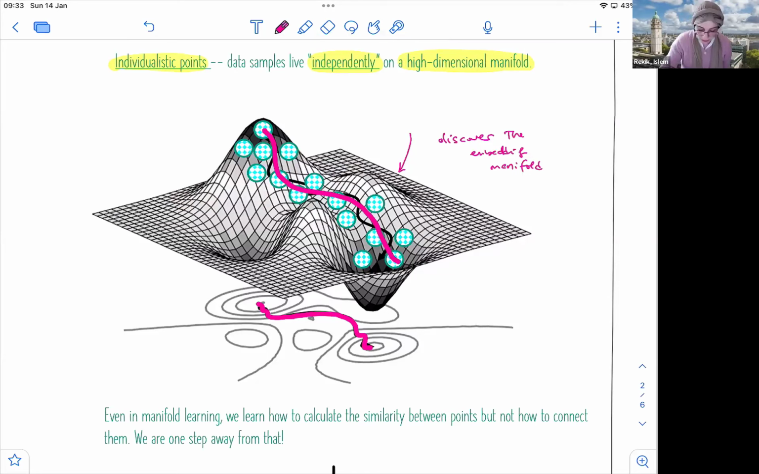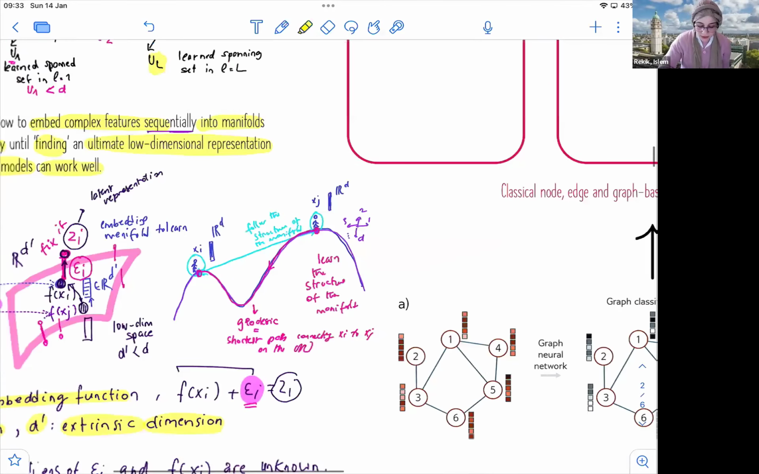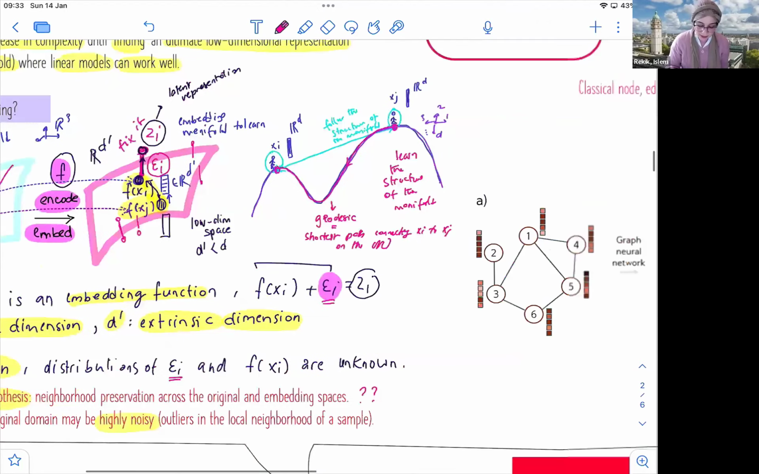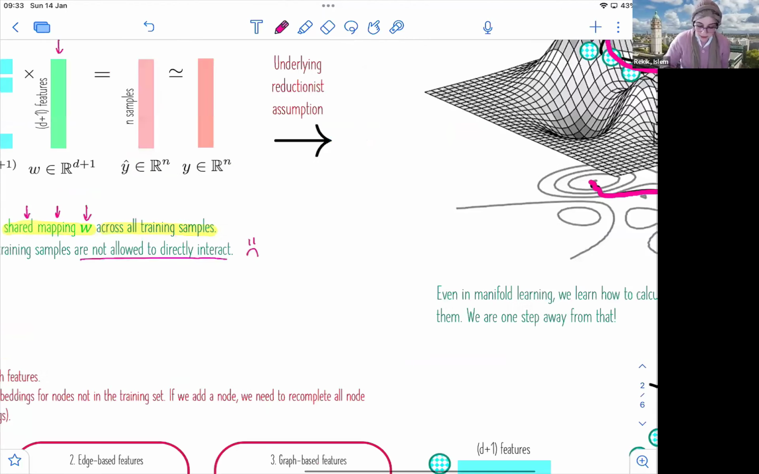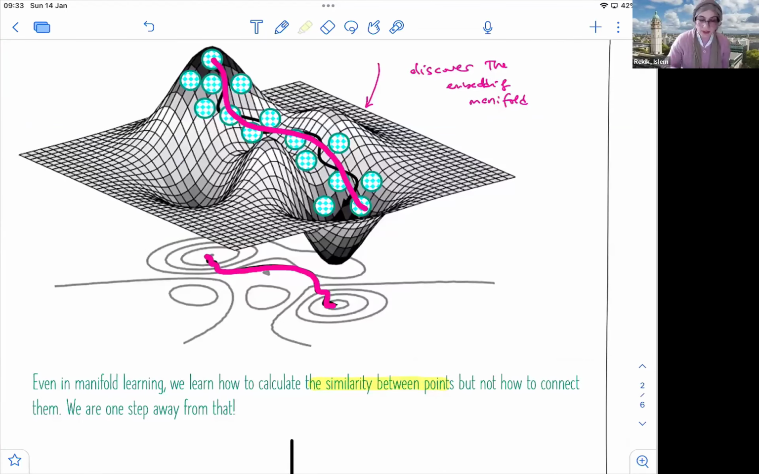So in manifold learning, we learn also how to calculate the similarity between points. So remember here, we want these two to be close. So the similarity here needs to be somehow preserved, right? So I didn't talk about this in detail, but here the manifold learning is based also on preserving the neighborhood. So that's the idea. So it preserves the neighborhood. It tries to keep similar points in the original space similar in the target space, but it doesn't connect the points.